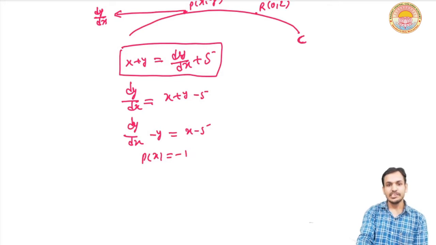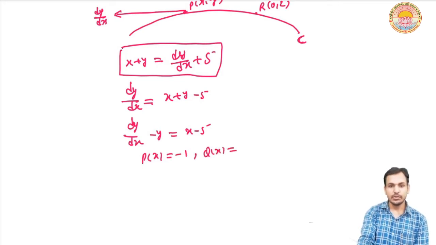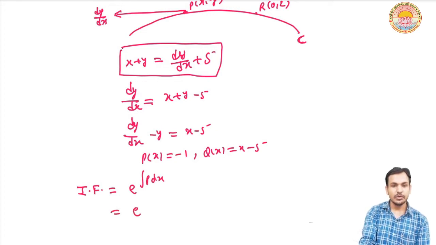Okay, y ke saath mein yahan pe kya hai, minus 1. So px is equal to minus 1 and qx is equal to x minus 5. Now first we have to find the integrating factor. Integrating factor is equal to e raised to the power integral p dx, and here in place of p we have minus 1. So integration of minus 1 into dx gives e raised to the power minus x. This is the integrating factor.